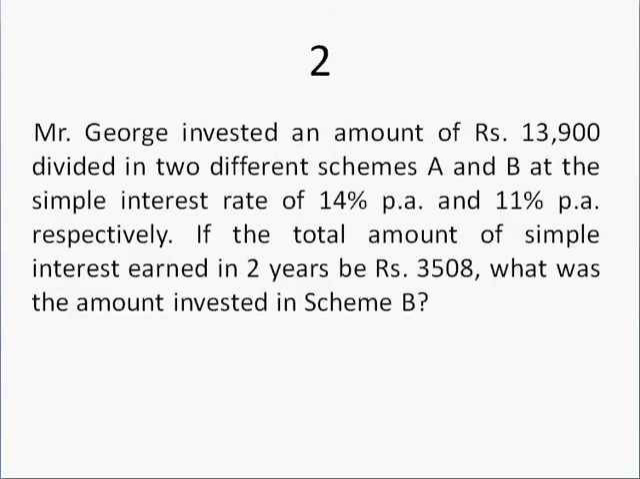Here we go. Question number 2 says, Mr. George invested an amount of rupees 13,900 divided in two different schemes A and B at the simple interest rate of 14% per annum and 11% per annum, respectively. If the total amount of simple interest earned in 2 years be rupees 3,508, what was the amount invested in scheme B? Now total amount is 13,900. So what we can assume is, let amount invested in scheme A be X rupees, okay?